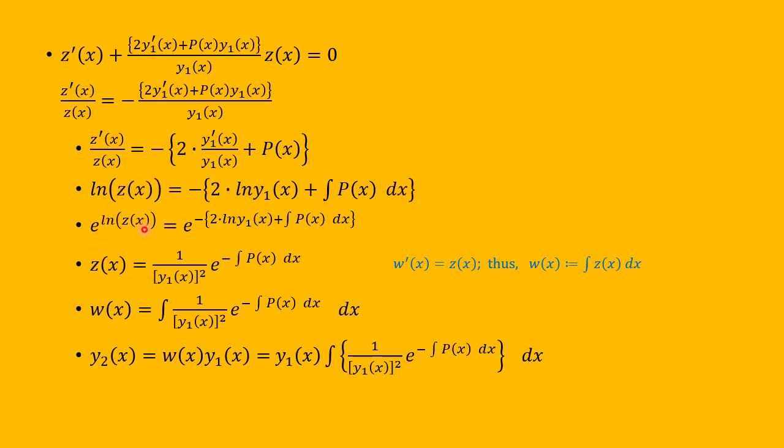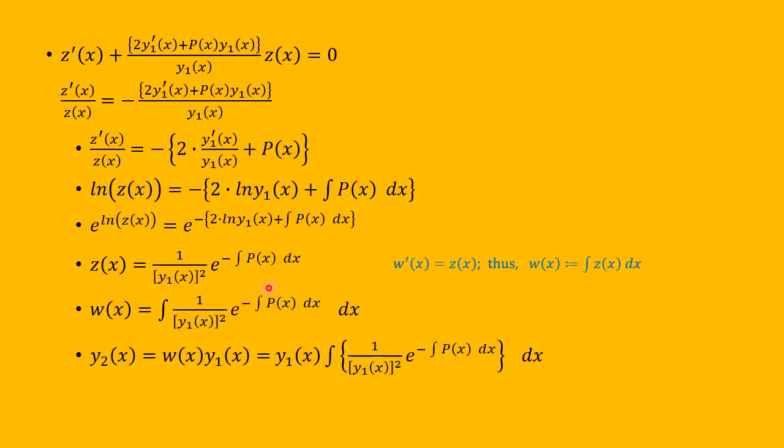E to this log of z equals e to this stuff. But now, let's see what we have here. E to the natural log of z is just z. E to the minus 2 natural log of y1 is just 1 over y1 squared. And it's multiplied by e to the integral of p of x dx with a minus sign there too. And so we get this.